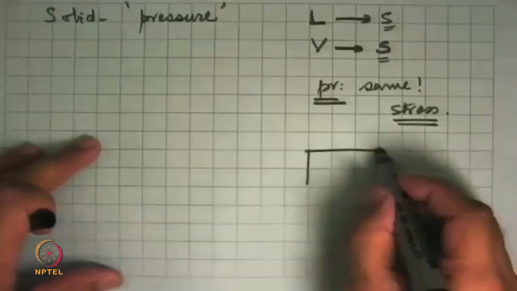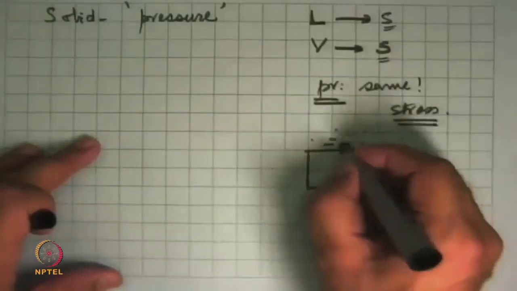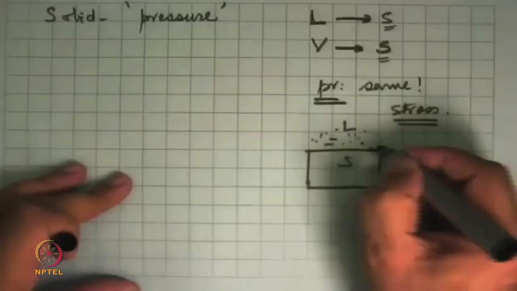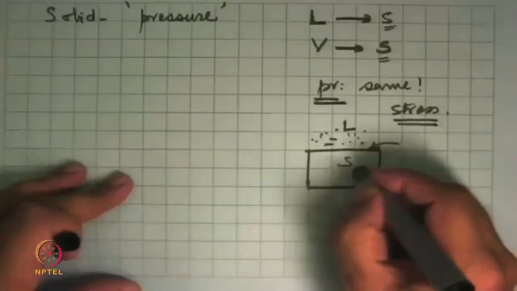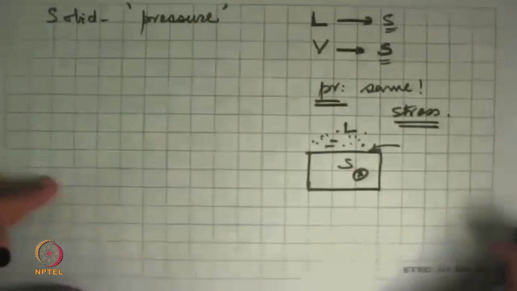In such a situation, if you have a solid in contact with a liquid, the only thing that makes sense is pressure at the surface or the interface of the solid and the liquid. So this is solid, this is liquid, only here it makes sense. We cannot talk of pressure inside a solid, we only talk of stresses. So this is one caution.